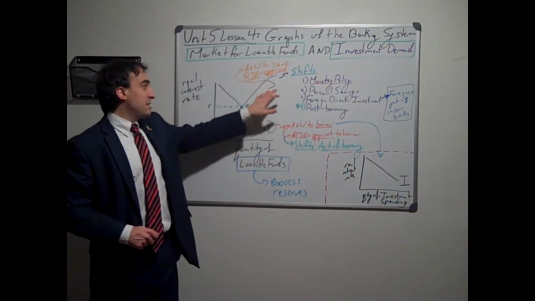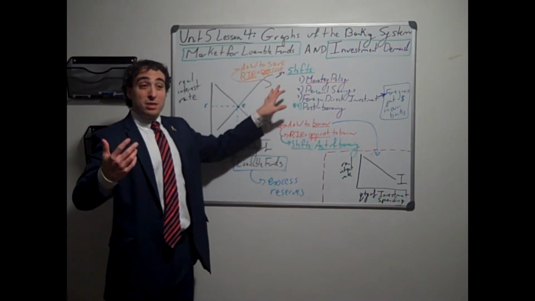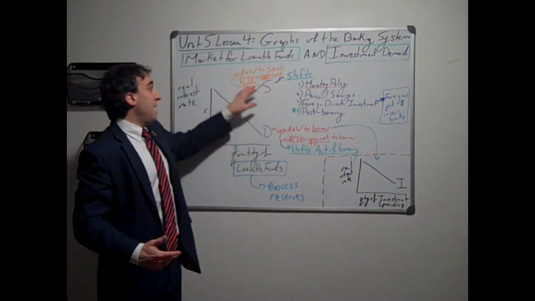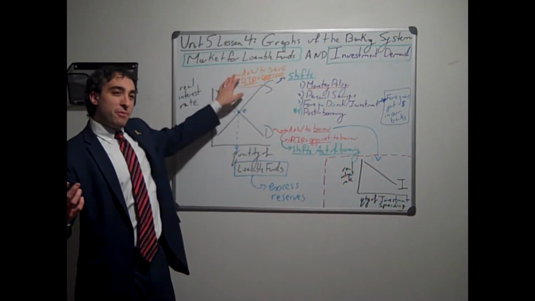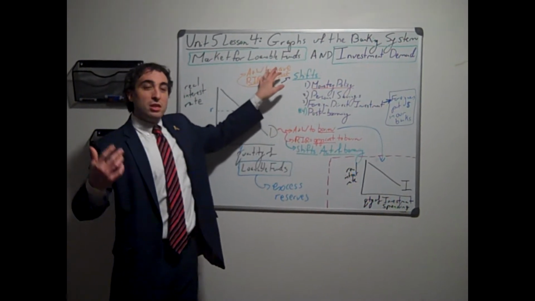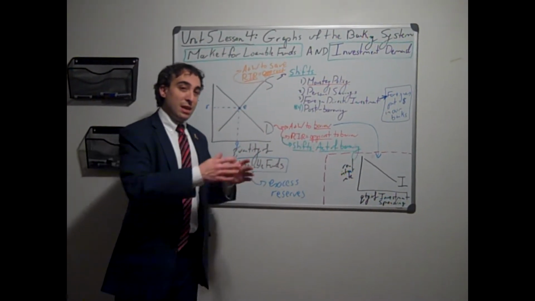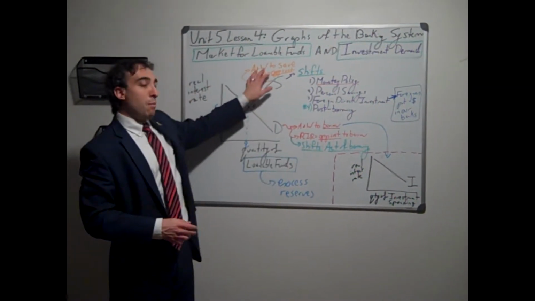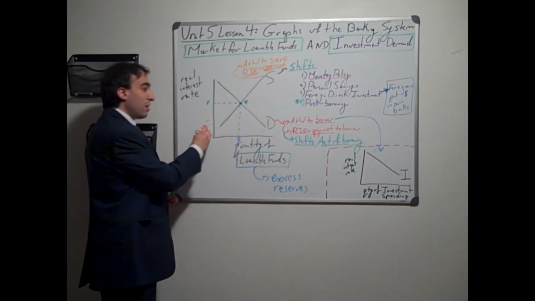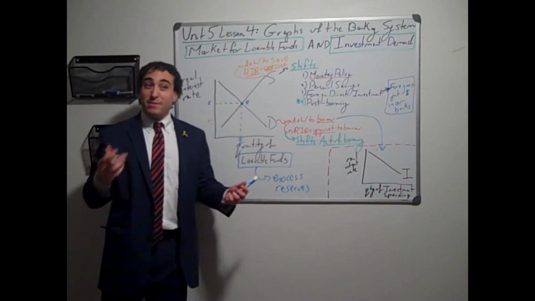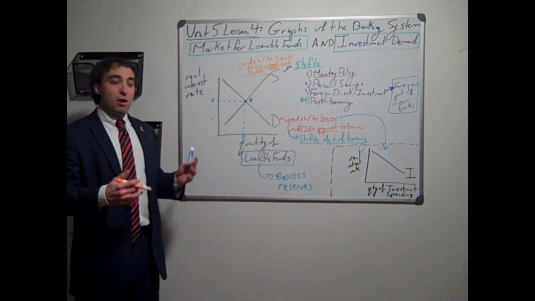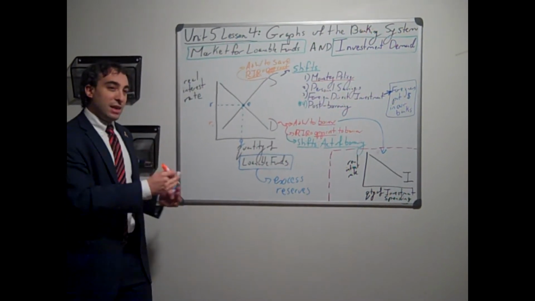Supply of loanable funds is the amount of excess reserves in the banking system. And where does that money come from? Well, it represents the ability and willingness of people to put their money in the bank. And so it's the ability and willingness to save. As interest rates are low, very similar to money demanded, people are less inclined to put their money in the bank.